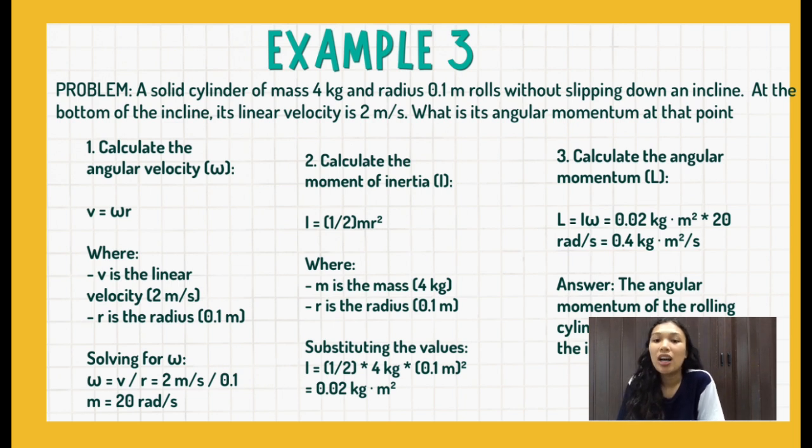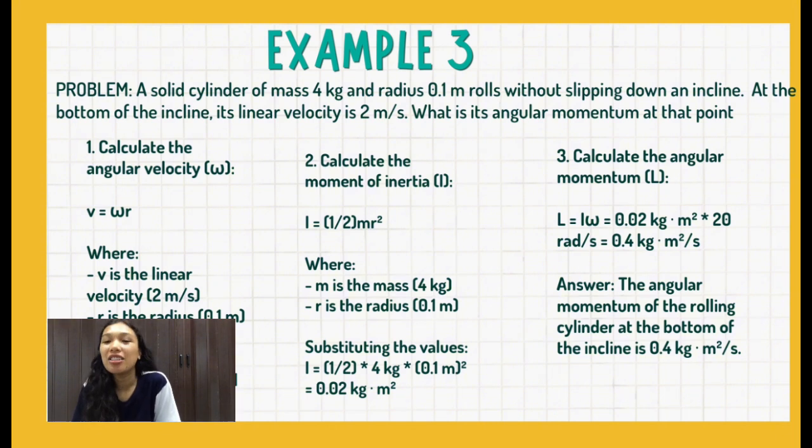So, number 2, calculate the moment of inertia. So, inertia is equal to 1/2 mass times radius squared. So, ang iyang mass is 4 kg, tapos ang iyang radius is 0.1 meter. So, ang 1/2 man sa 4 kg kay 2, i-times lang dayon na nato siya sa 0.1 meter squared. So, may equal na din siya sa 0.02 kilogram meter squared.